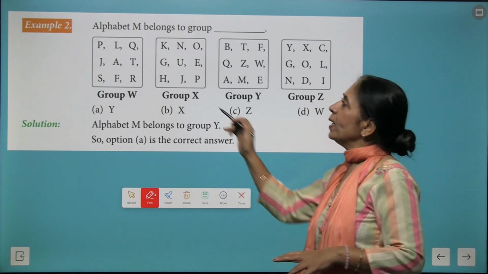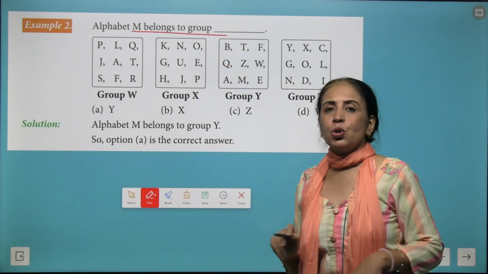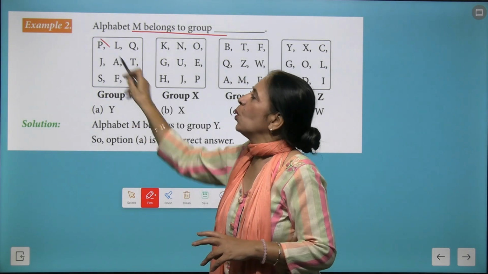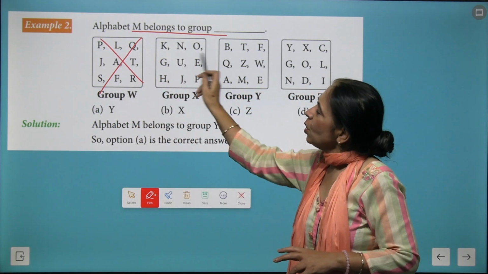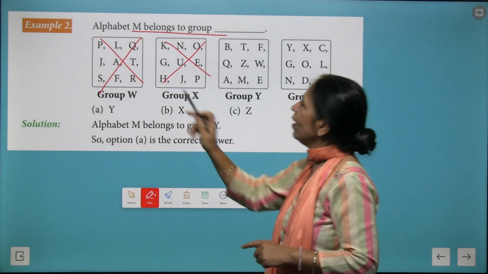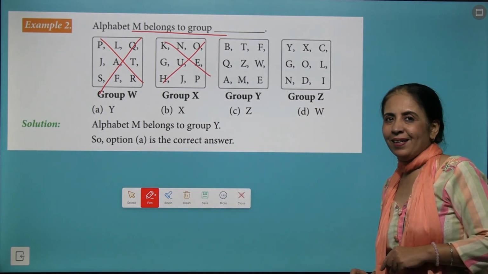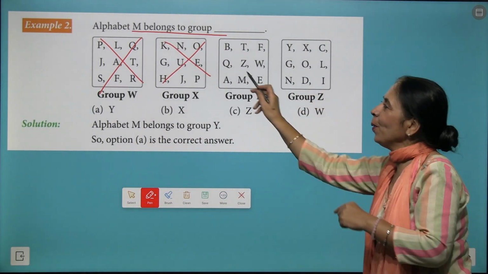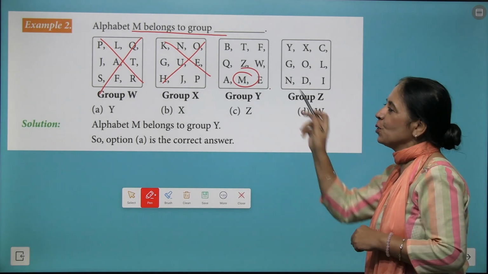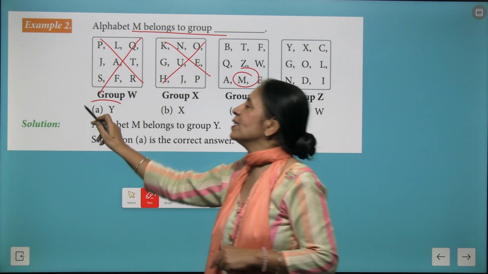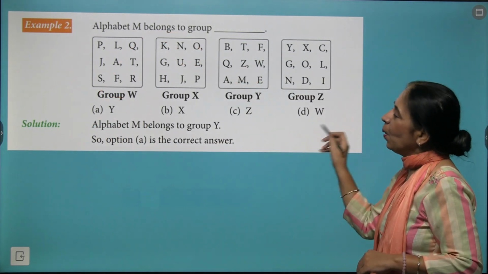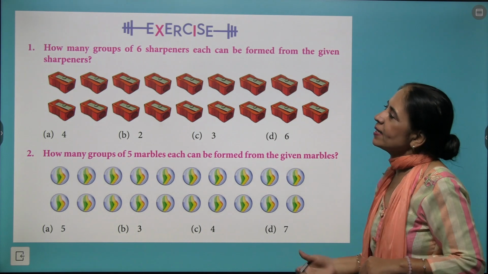Now example 2: alphabet M belongs to which group? Let's see the first group. We don't have it. Let's look at the second group. Again we don't have it. Let's check in the third group, and here we got the culprit, isn't it? It belongs to group Y, and we say A is the right answer. Now let's move to the exercise.